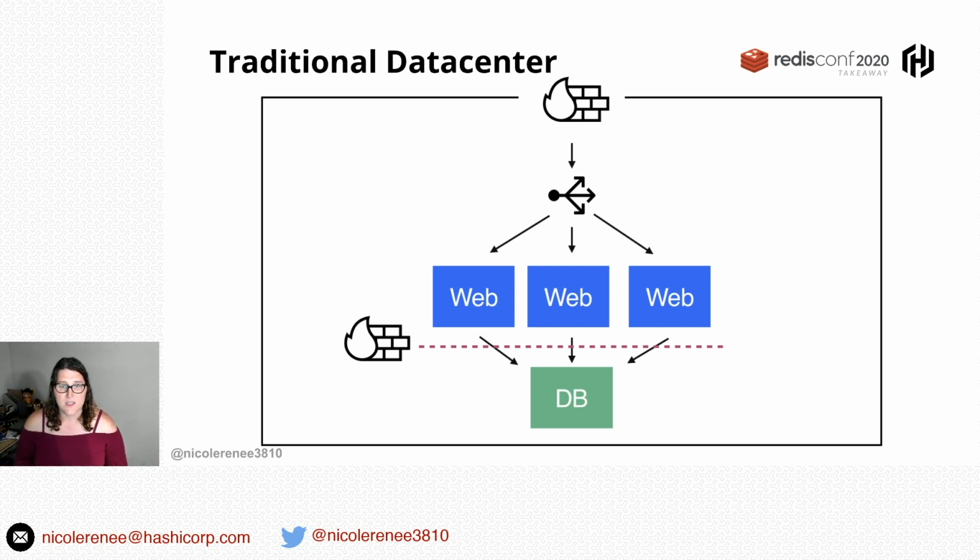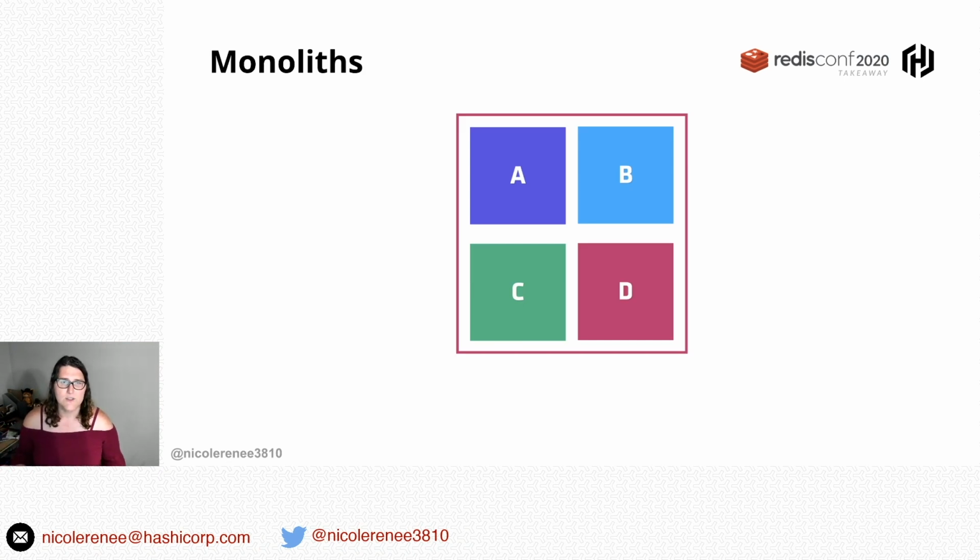And this works well. Very clear boundaries. Nothing's getting in without coming through that exterior firewall. And the only traffic that is allowed is web traffic that goes through the load balancer. And so this approach works well when we're deploying monoliths.